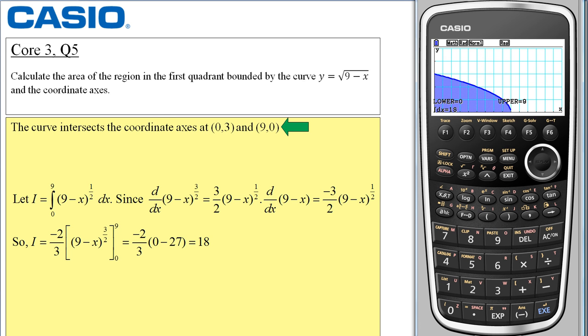Remember, this function is not defined for x greater than 9, because 9 take away a number bigger than 9 would give you something negative, and within the real numbers you cannot find the square root of a negative number.